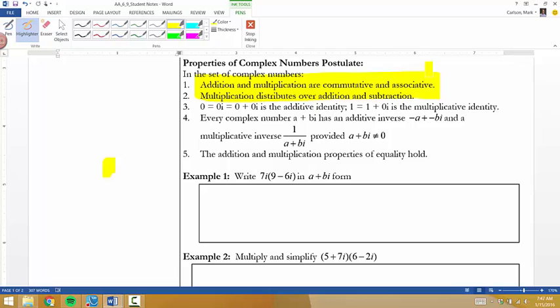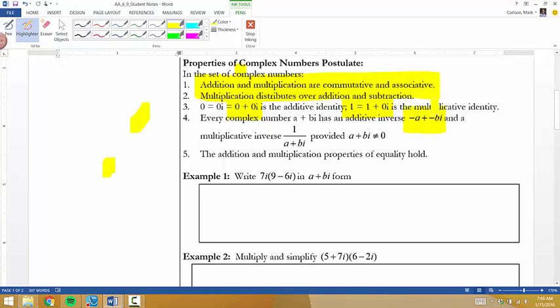Just like real numbers, there is an additive identity and a multiplicative identity. The additive identity is 0 plus 0i. In other words, if I take any complex number and add 0 plus 0i to it, I'm going to get the exact same thing back. We also have a multiplicative identity, which says that if I have any number and multiply it by 1 plus 0i, I'm going to get the same number back. Every complex number, a plus bi, has an additive inverse, and that is, if I add it to a plus bi, I get 0. So that's a plus bi and negative a minus bi, or plus a negative bi.